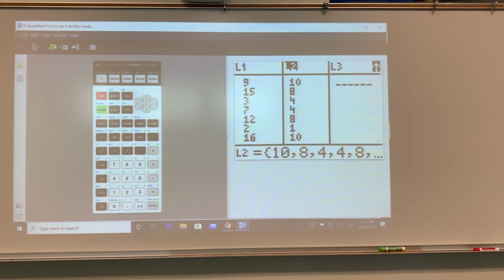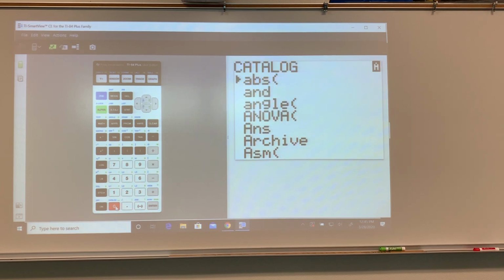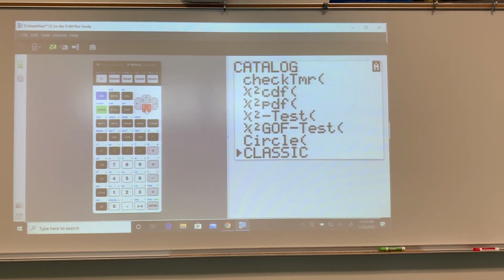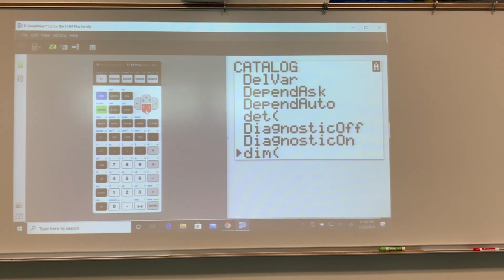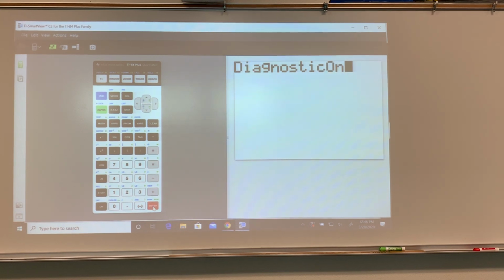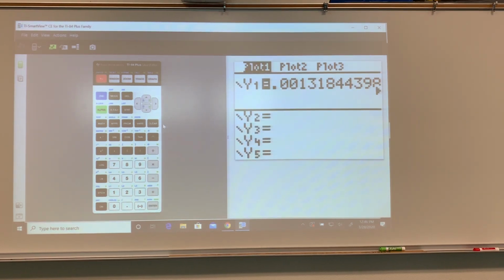All right, so first thing I'm going to do is go second catalog. That's the 0 button. And I'm going to scroll down until I see diagnostic on. Diagnostic on will turn on R and R squared. So do that till it says done. All right. Then you're going to go to Y equals real quick and clear everything out of there.